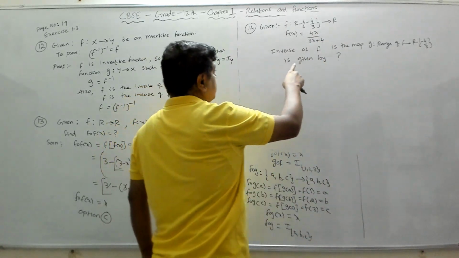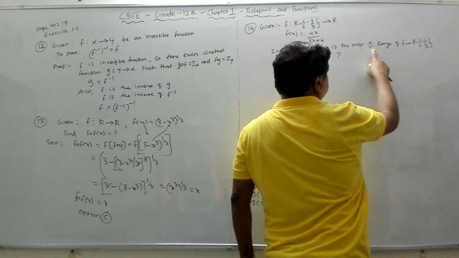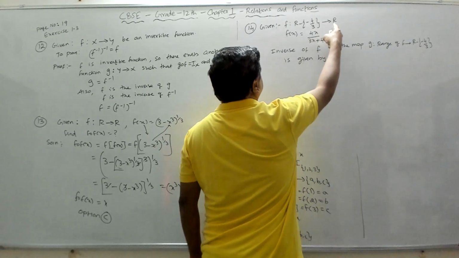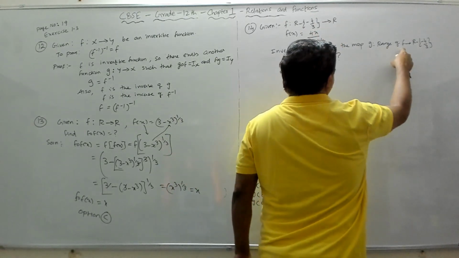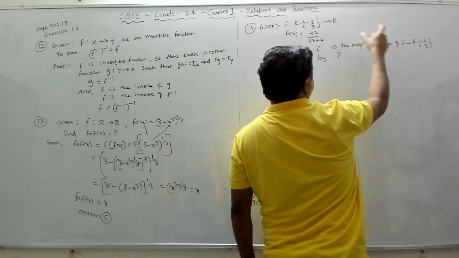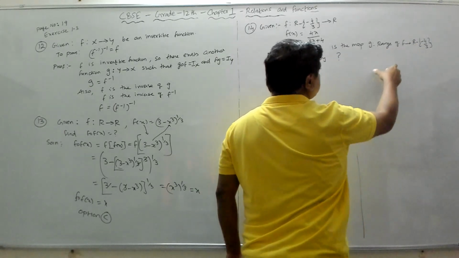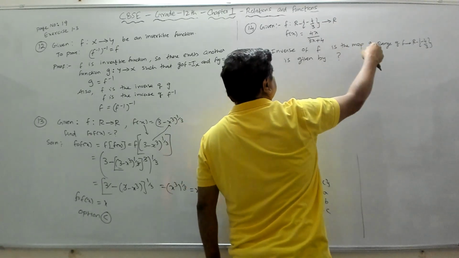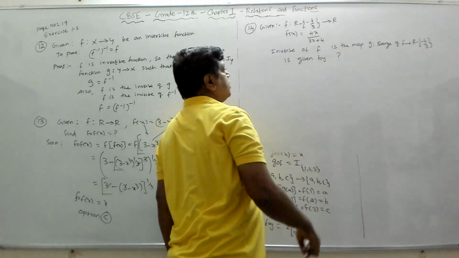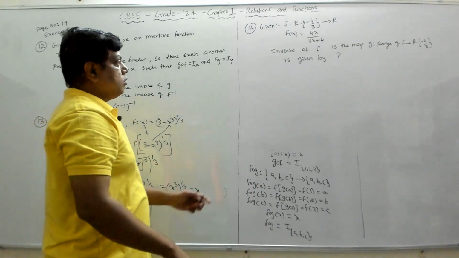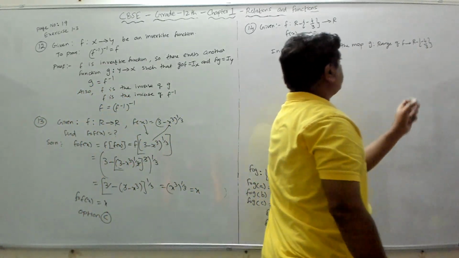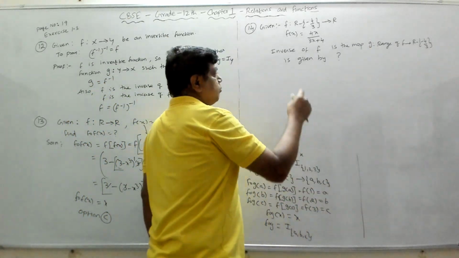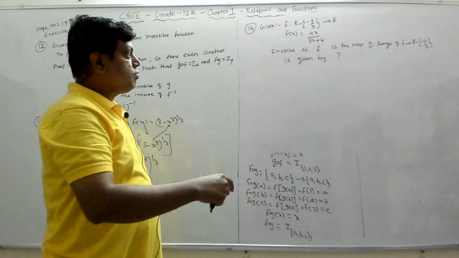Now we have to find the inverse. The inverse of f is the function g from the range of f to R minus {-4/3}, the reverse direction, not from here to here, but from the range of f to this set. Range of f means all the elements which are mapped from this set. So the range of f is a subset of R. So g is a function from the range of f to this set, and we have to find what the g function will be.